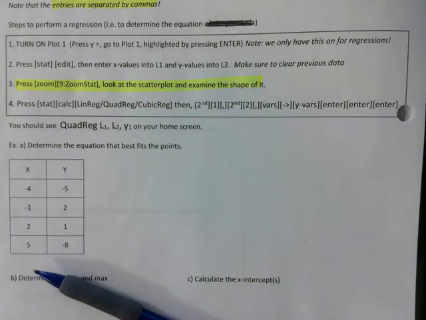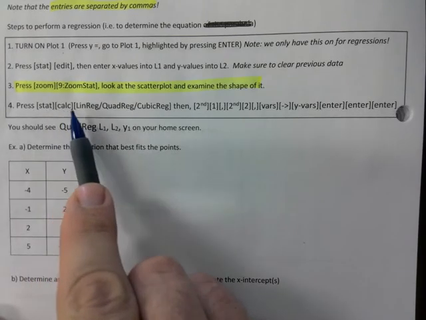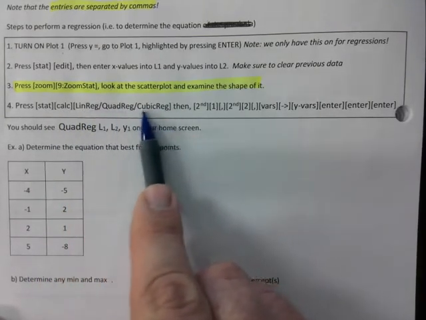Zoom 9 will tell you, hey, what does this look like? Does that look like a parabola? Does it look like a cubic? Does it look linear? What does it look like? And then we're going to press stat, calc, linear, quadratic, or cubic regression. It's going to be one of them.